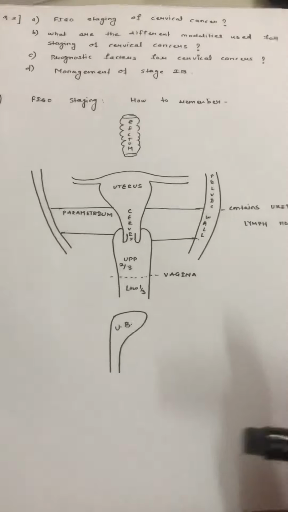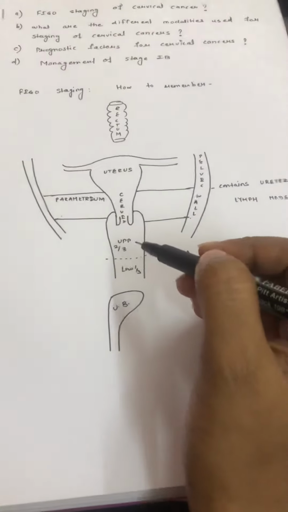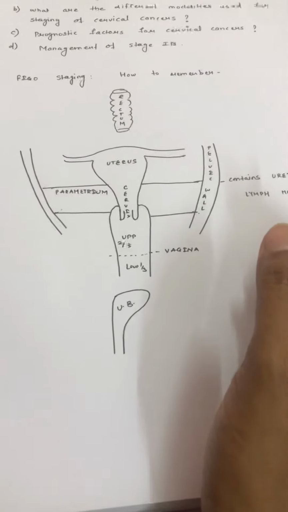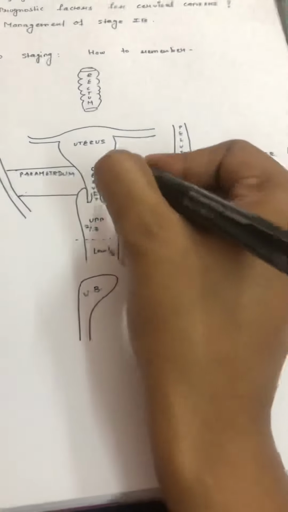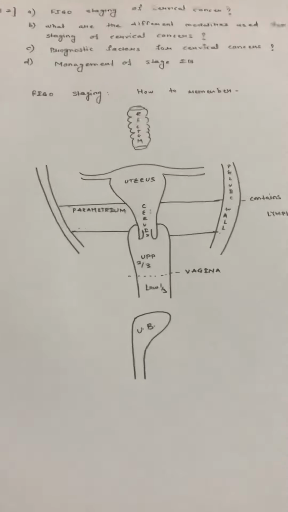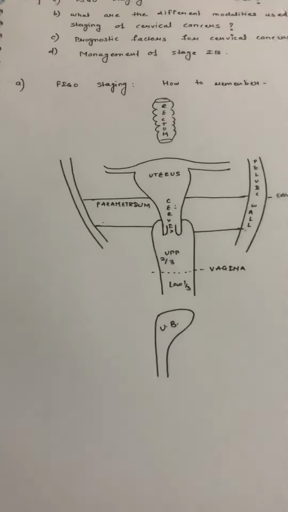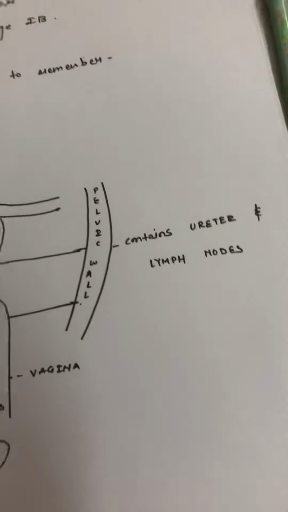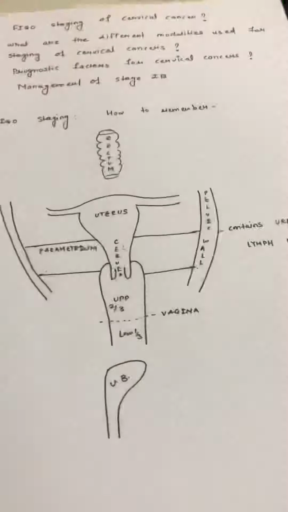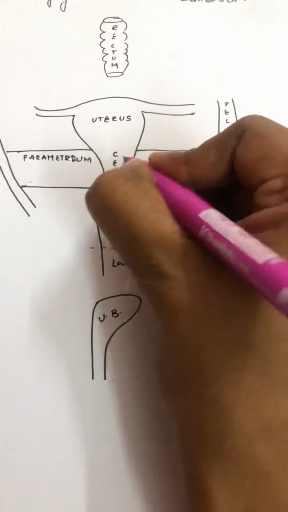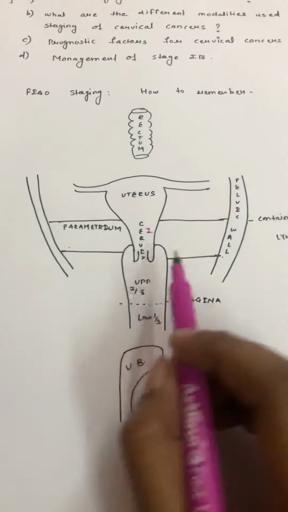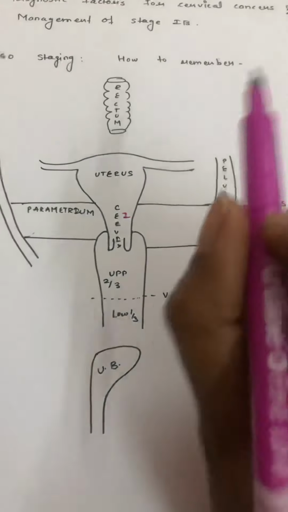So in staging, obviously in the first stage there is involvement of the cervix only. So let's call it stage 1. I am writing down stage 1 in this pink with this beautiful fuchsia pink pen. Just 1 second. Yes, got it. So now we'll call this stage 1. It involves only the cervix, just from here to here.